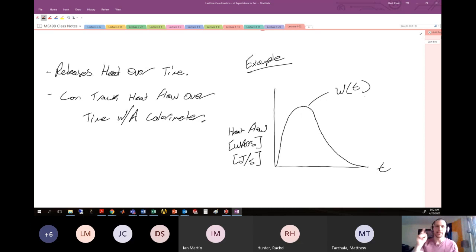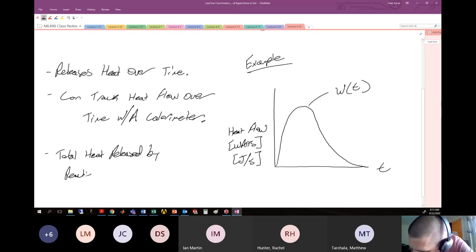Okay, now if we're able to track that and understand what that looks like, then we have the potential to understand all of the heat that this reaction could possibly give off if we were to mix these two particular things. So if we wanted the total heat of reaction, this is given in joules per second. If we integrated this curve up to a certain time, we could determine how much heat was released by that reaction over some time. So the total heat released by the reaction is the integral of this curve over all time.